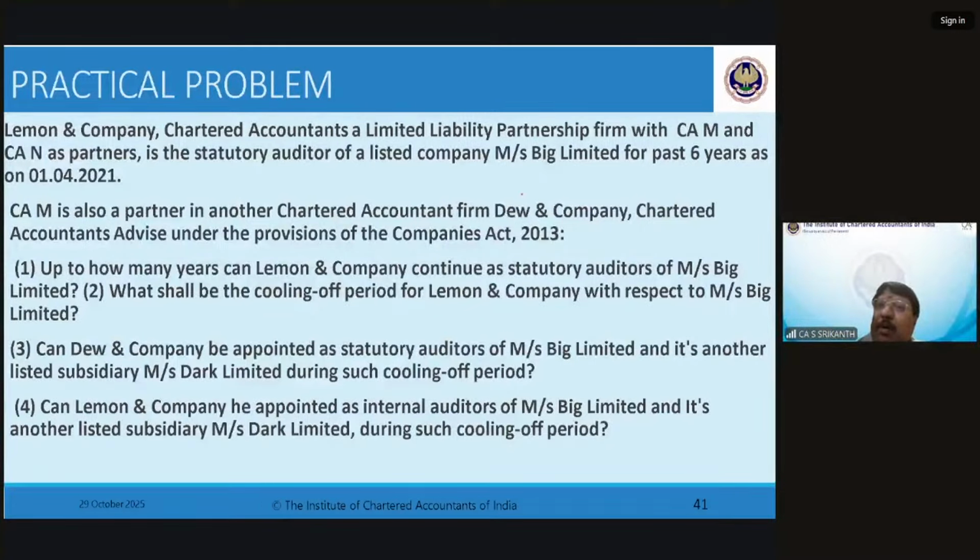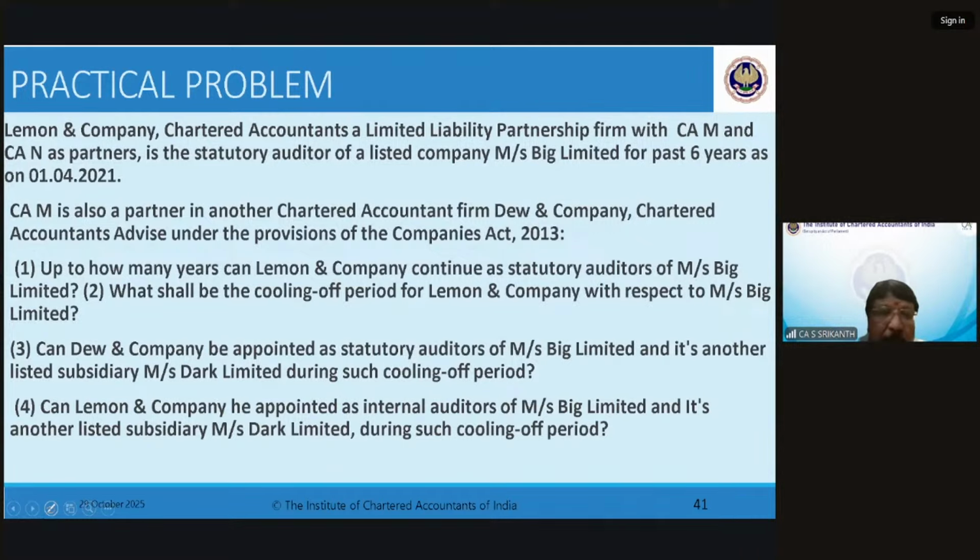Listen to me, then you will understand. See, Due and Company is a company with a common partner. Therefore, it cannot be appointed as statutory auditor of Big Limited during the cooling off period. Same as Ram Rahim. When there is a common partner, that common partner firm also cannot be appointed as statutory auditor of the company where they were sent out on rotation.